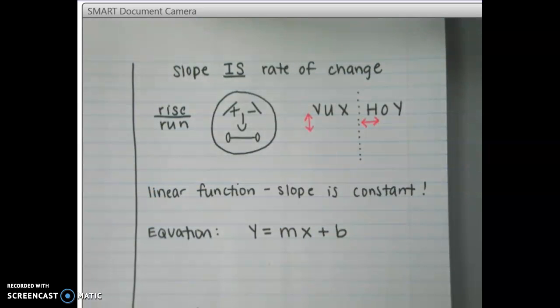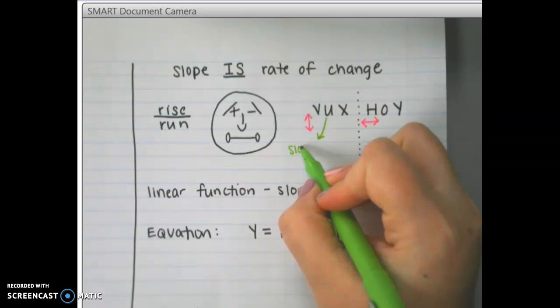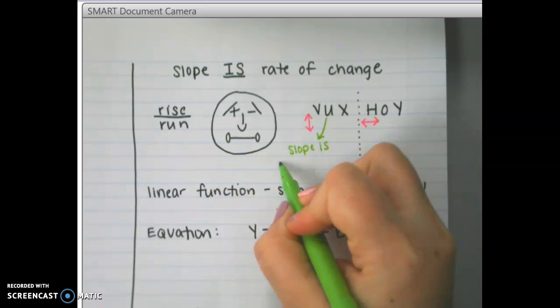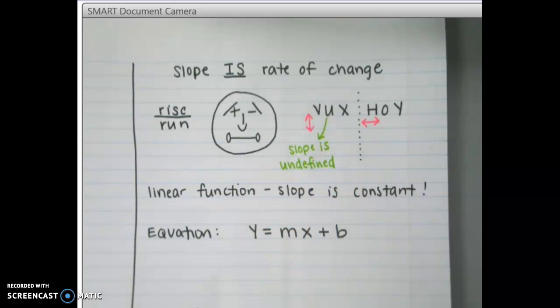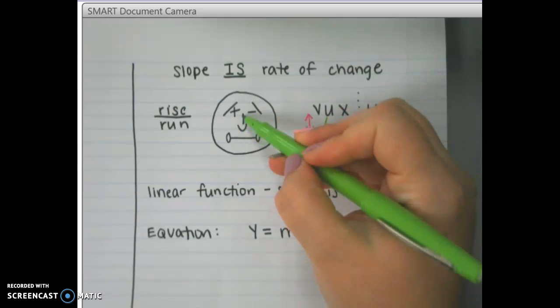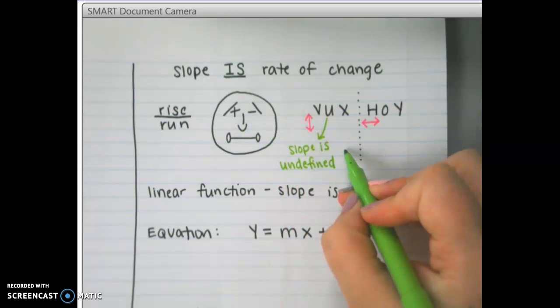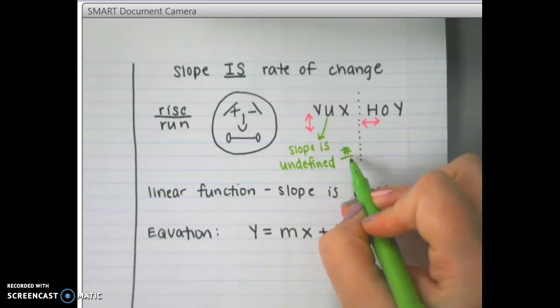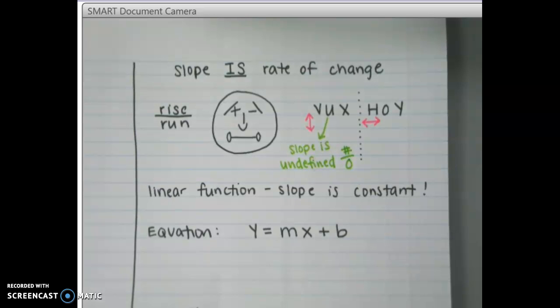So if your line is vertical, the slope is undefined. And what that means, if you go to figure out rise over run, you have a rise, but you don't have a run because your line doesn't go to the left or to the right. So it would look like some number divided by 0 if you were going to try to set up a little rise over run triangle.